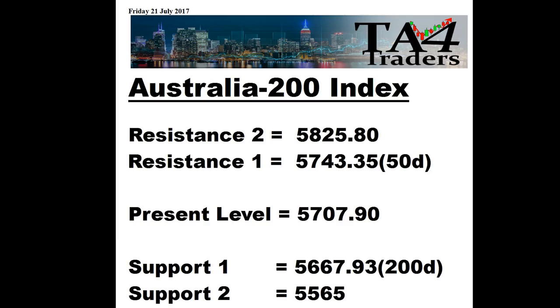Looking at the support and resistance levels to watch. On the support, as I said, the 200-day is key, 56.67.93, with support at 55.65, and then resistance at the 50-day, 57.43.35, and at 58.25.8.